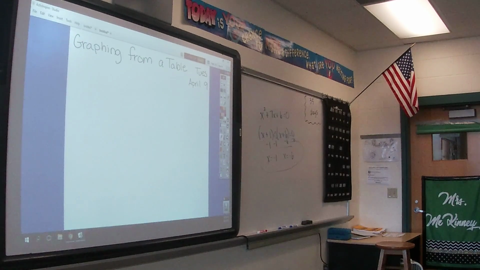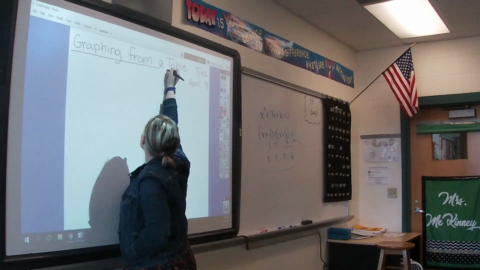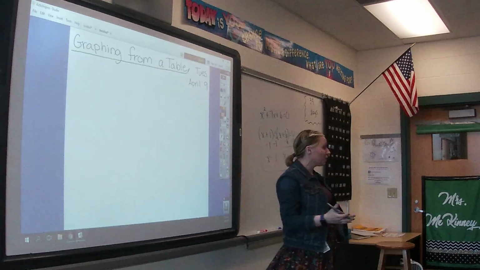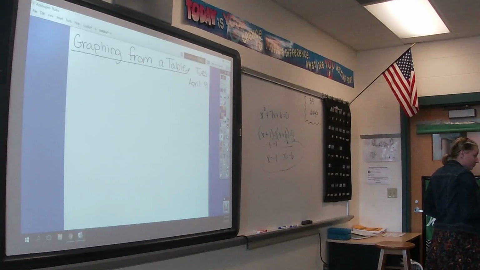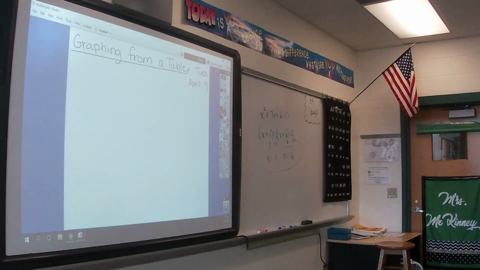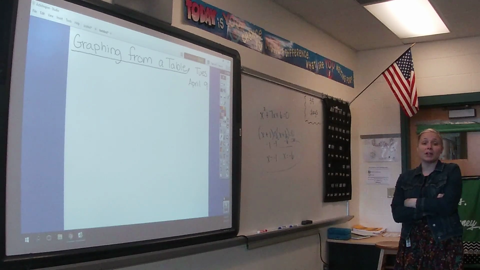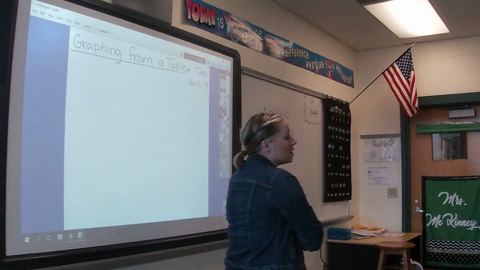So today we're going to do graphing from a table. You're going to notice we're going to start to shift. We've been talking about functions, and we are still dealing with functions. We're just going to shift from some properties of functions to talking about how we can graph functions. So that's our next big chunk that we're going to look at.